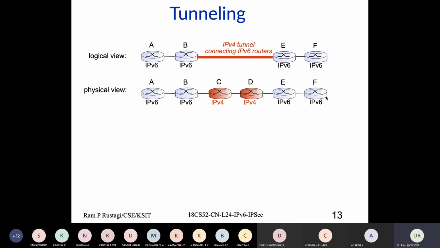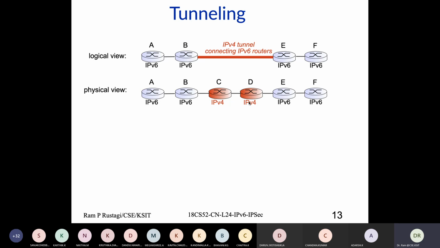Now A and F talk only IPv6. So they send a packet out to the next hop B. So B and E will set up a logical tunnel. Logical tunnel meaning they are not doing any handshake, they're not exchanging any packet to set up the tunnel. B would simply take the IPv6 packet, encapsulate it as an IPv4 packet, and send it on this link.